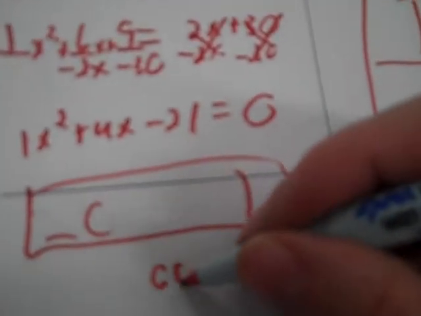Okay. Now it's time to factor the trinomial. Okay, GCF. I'll do my T over here. So give myself some room. GCF's 1, so I don't really need that.